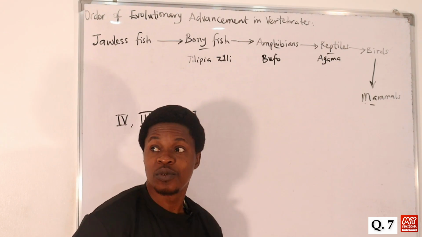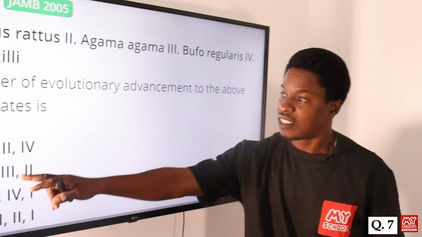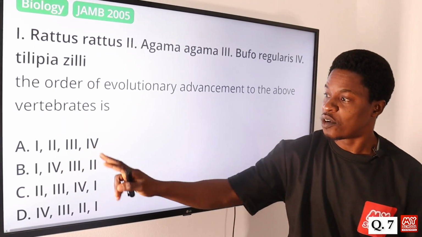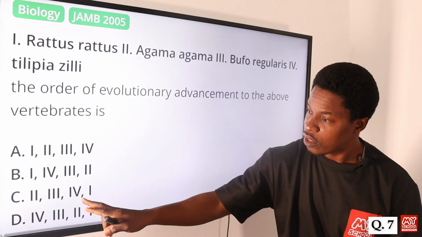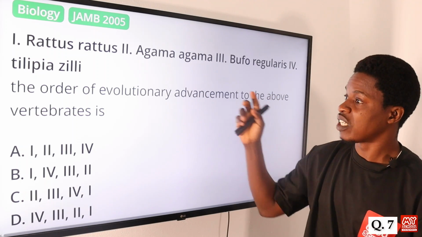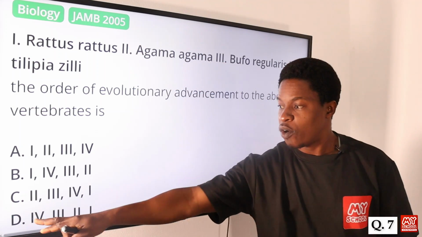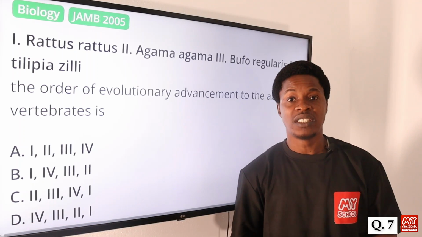So let's go back to the screen and see the option that has that. Option A says 1, 2, 3, 4. No. We have 4, 3, 2, 1. So the order of evolutionary advancement of the above vertebrates is 4, 3, 2, 1. So the correct answer is option D.